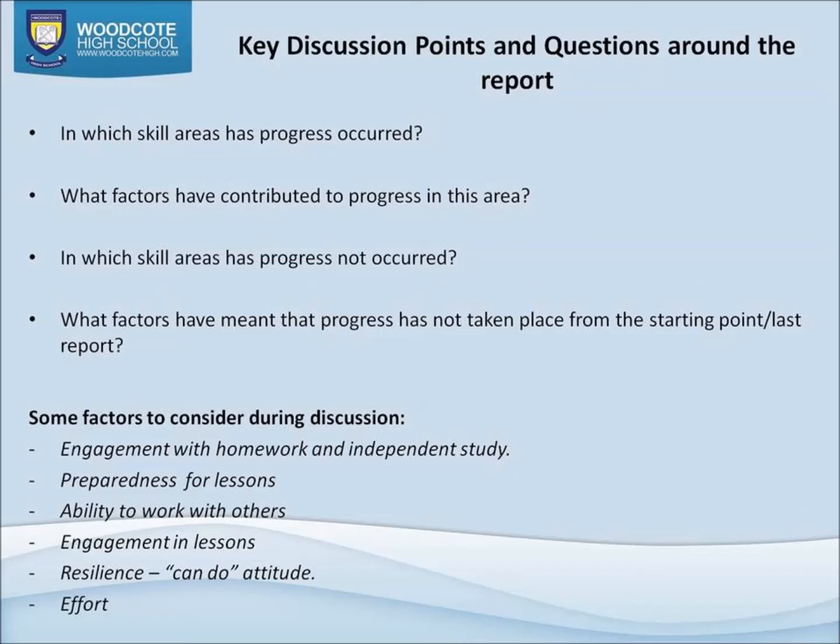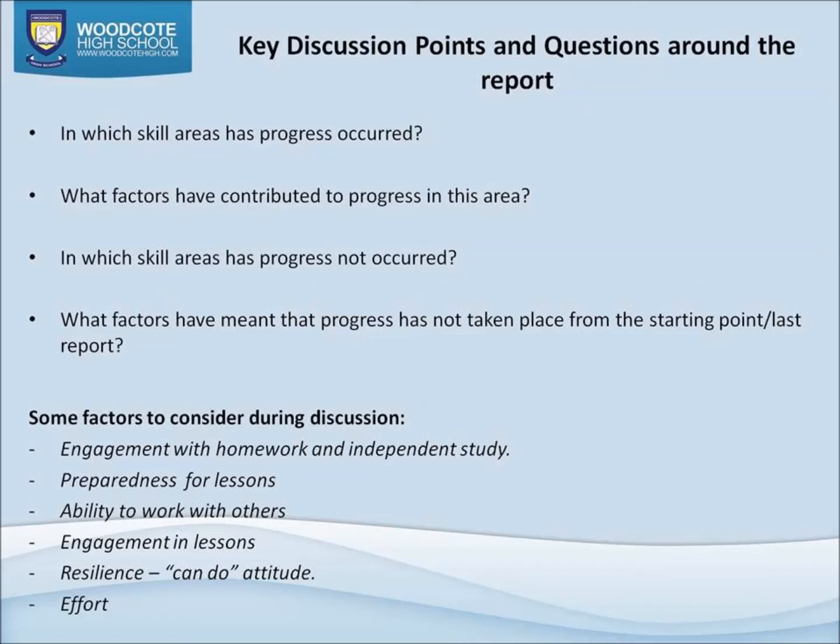For another skill area, why is it perhaps that they haven't quite made the progress that they have in that other skill area? Are there skills that could be transferred from one to another? Or are there specific stumbling blocks within the skill or the knowledge or the content that is required within that specific strand?